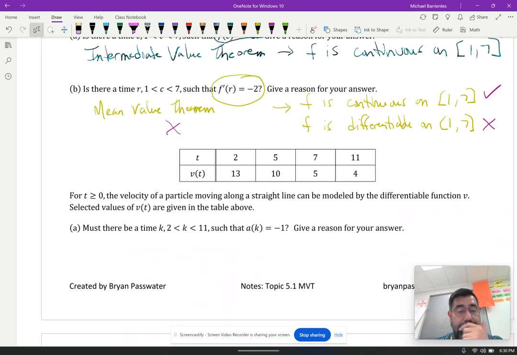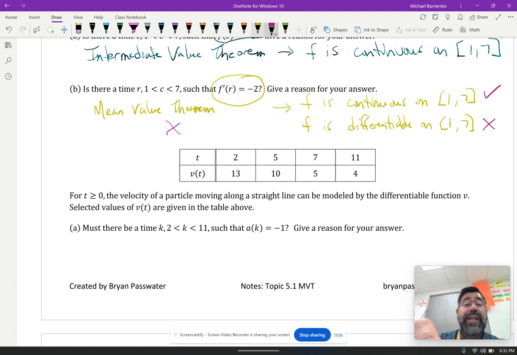All right, last one. For t's that are greater than or equal to 0, the velocity of a particle moving along a straight line can be modeled by the differentiable function v, and selected values of v of t are given in the table. Problem A: must there be a time k, where k is between 2 and 11, such that a of k is equal to negative 1? Give a reason for your answer.